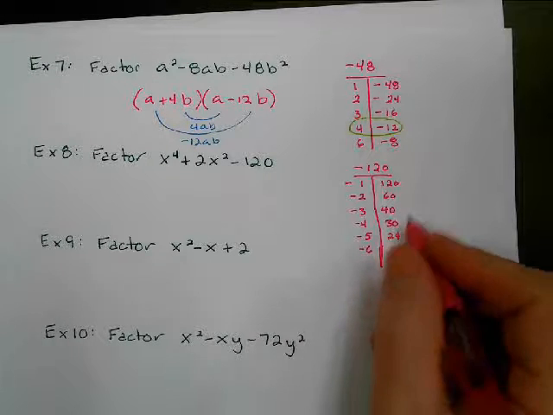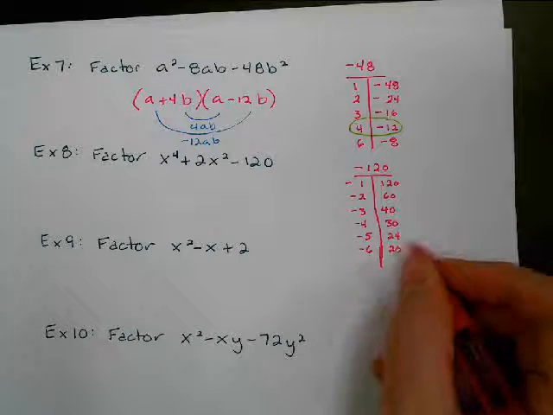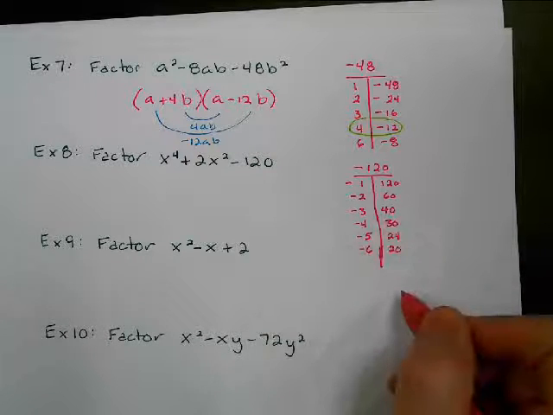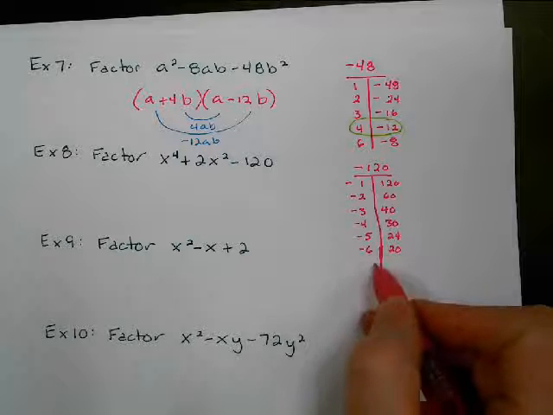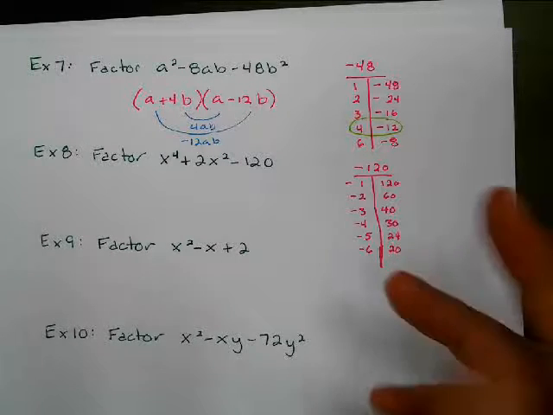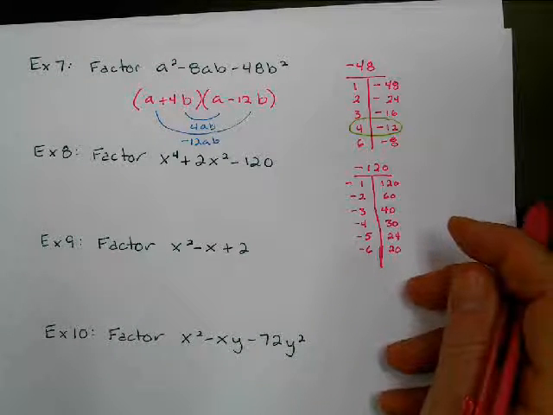See how the numbers are getting closer and closer together? That's when I kind of know to stop, when my numbers are right next to each other. 7 doesn't go in there, finally. 8, dang it, 8 does go in there. Negative 8 and 15.